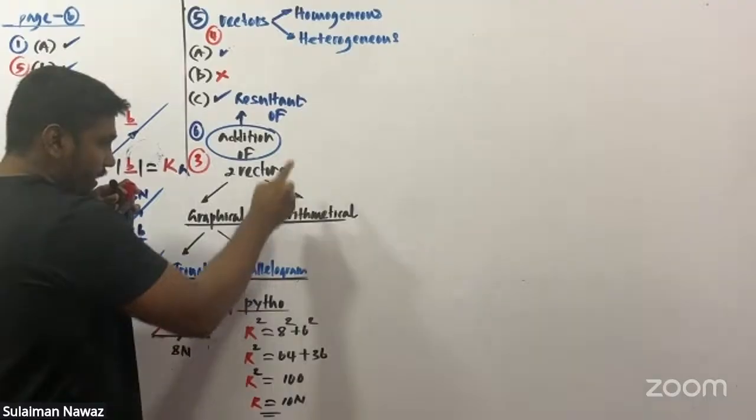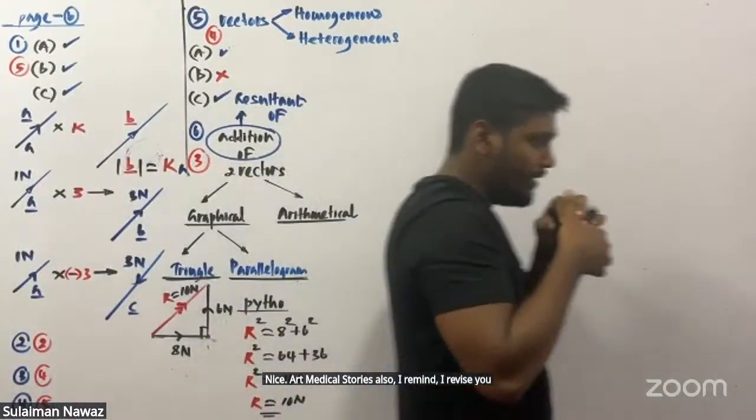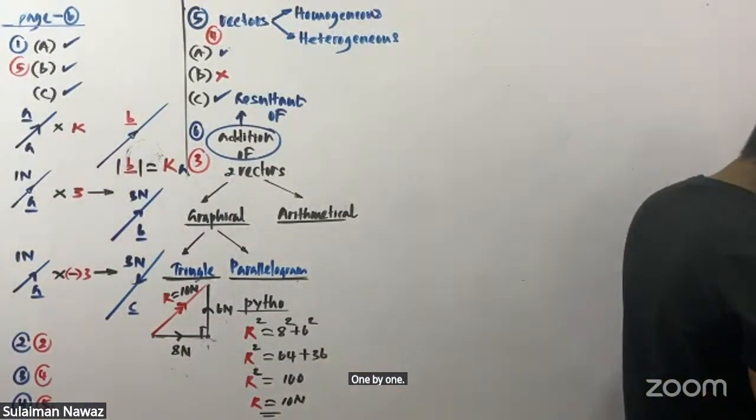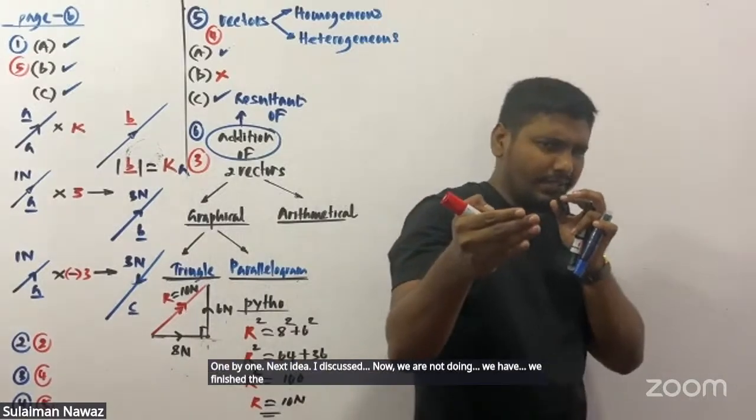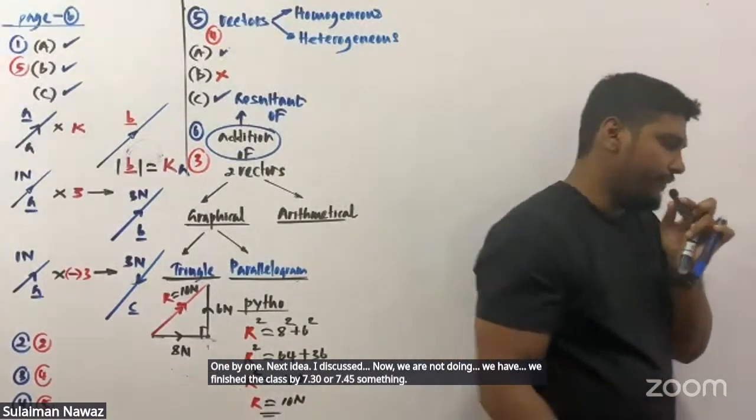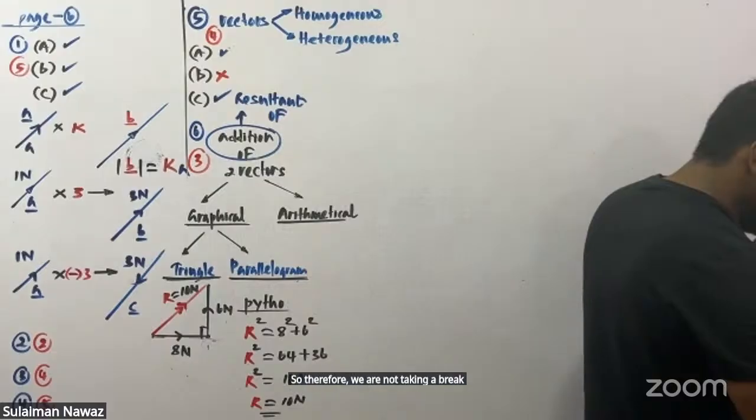Arithmetical stories, I will revise you when I do questions one by one. Next idea, I discussed. No, we are not doing it for now. We finished the class by 7:30 or 7:45 or something, so we are not taking a break.